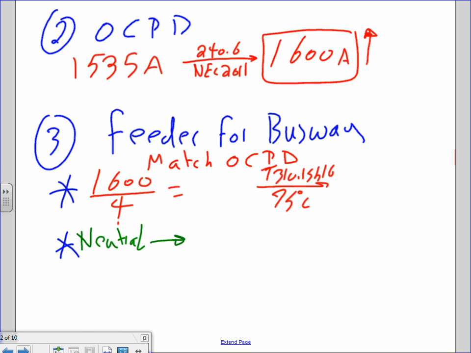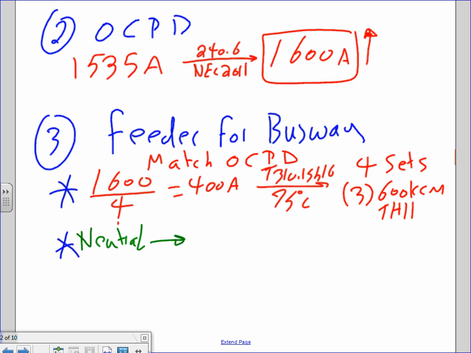Why did I divide by 4? Because that'll give you 400 amp, and 400 amp is a good place to parallel. So 4 sets. If you take the 400 amp to 310.15(B)(16), 75 degree column, gentlemen, you're going to have 4 sets. Each set is going to be 3 conductors, 600 kcmil THHN. We assume a dry location and we're assuming it's THHN.